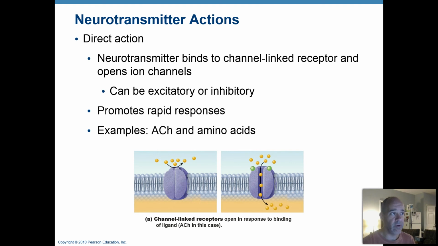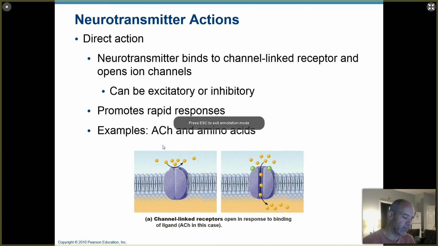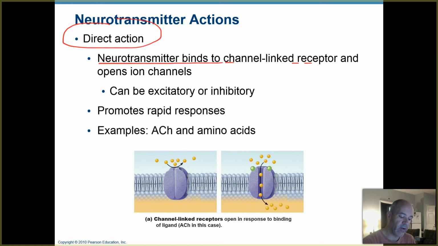All right, some neurotransmitters work through direct action. And that means the neurotransmitter binds to a receptor that is also a channel, an ion channel.